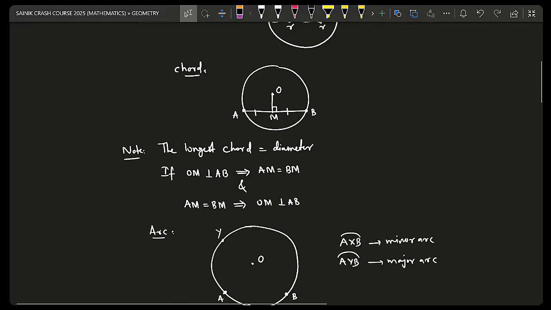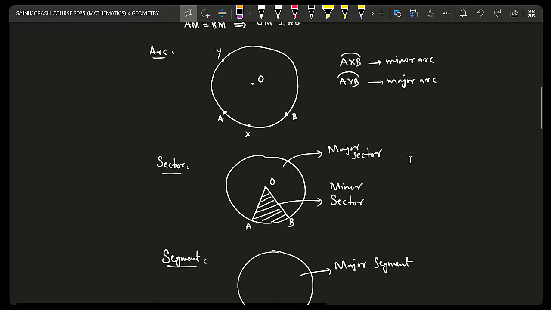Any other doubt? Manaswini, what is your doubt? Sir, I have a doubt on arc. Arc means you take any 2 points on the circumference of the circle, and the part of the circle between them, along the circumference, that part we call an arc. Arcs are of two types: minor arc and major arc.